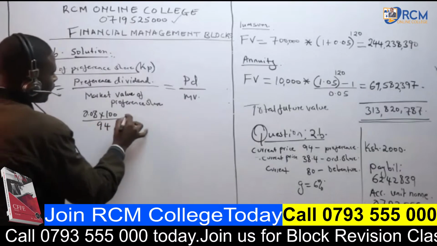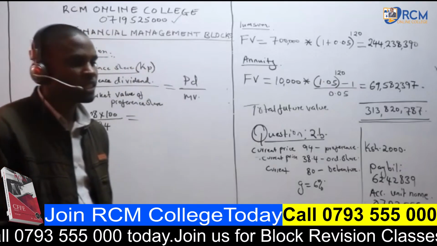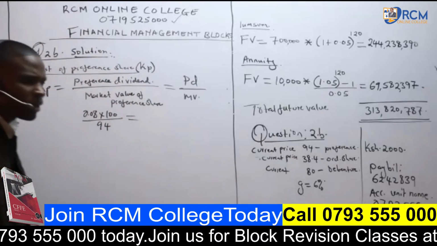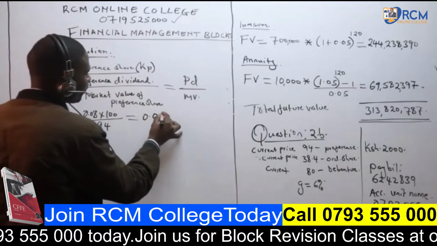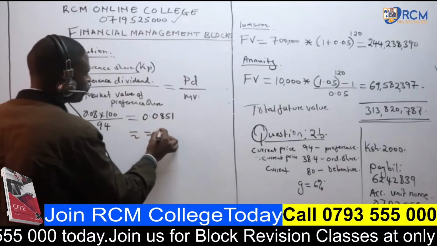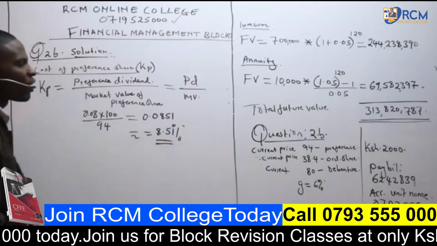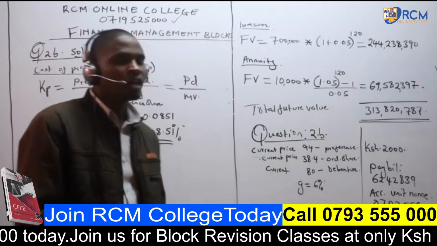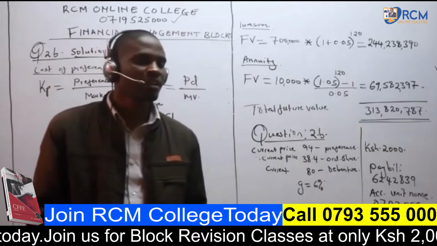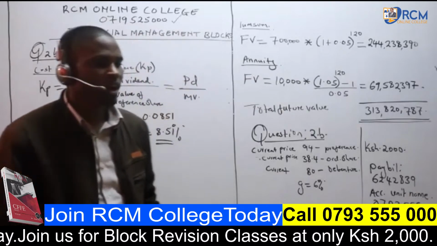Divided by 94. Now, what will be the value of our KP? We are being given 0.0851. Never wonder, never worry. This can be translated to 8.51%. You can translate that to 8.51% and you'll be able to get your 2 marks. Are we together up to that point? Is there any question regarding the cost of preference share? Are we together? You understand?